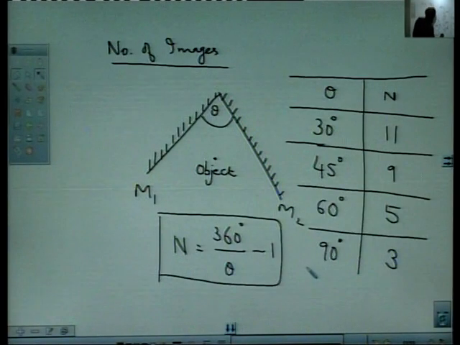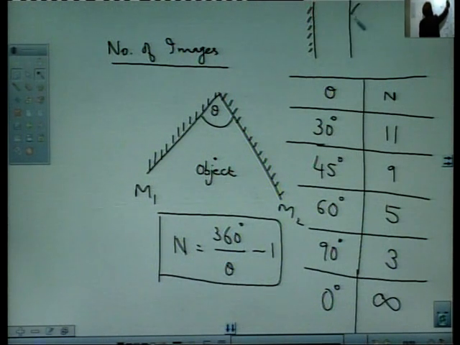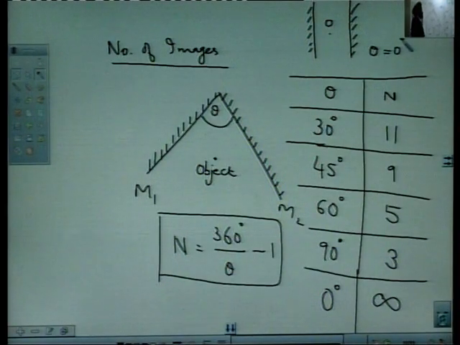If the angle is 0 degree, then the number of images will be infinite. This is a very special case, and in that case 0 degree angle will be when 2 mirrors are parallel to each other. In this case, theta is equal to 0 degree. So, for different angles, we can find the number of images in case of plane mirror.